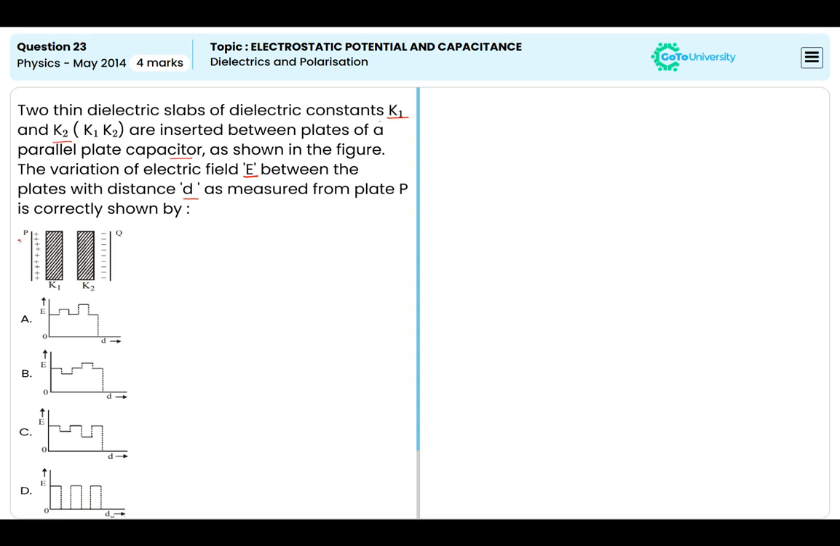Here the P side is positive and the Q side is negative, and the distance between the plates is D here. Then we need to find which graph is correct.